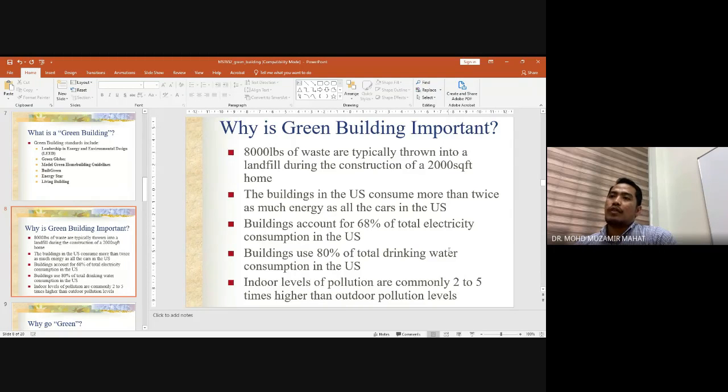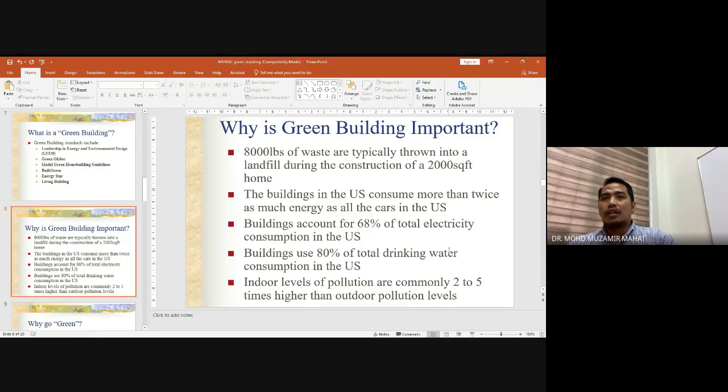Indoor levels of pollution are commonly 2 to 5 times higher than outdoor pollution levels. Okay. Wow, this is something that can trigger us to think, although we are in the building, we are still doing some pollution. It can be air pollution. It can be poor management of the waste within the building compared to the outside. That's why we need to have a proper management of waste.